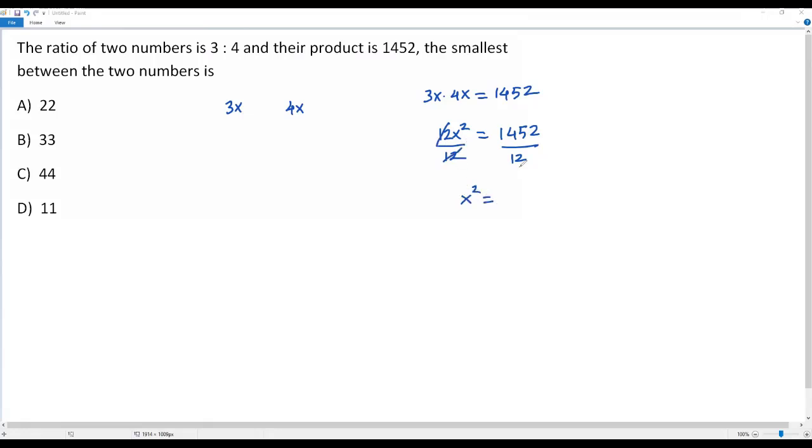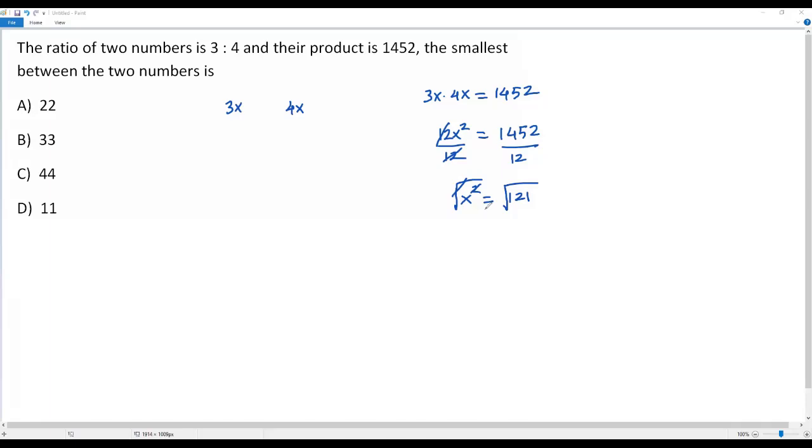I'm getting x square equals to, when I divide 1452 by 12, I'm getting 121. Now let's take square root on both sides to get rid of the exponent 2 over here. So let me take square root on both sides of the equation. Okay, here the square root and square will cancel out.